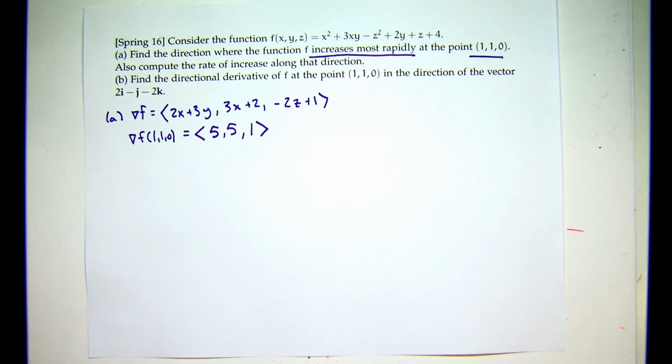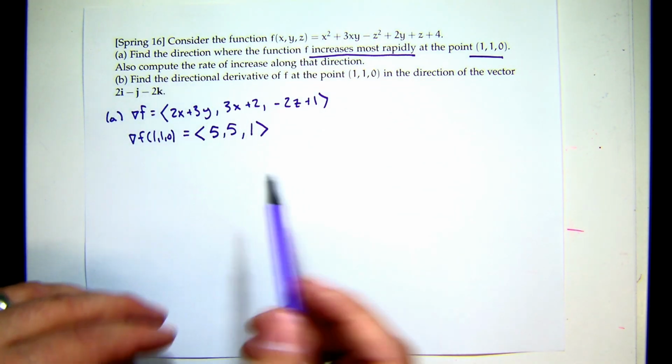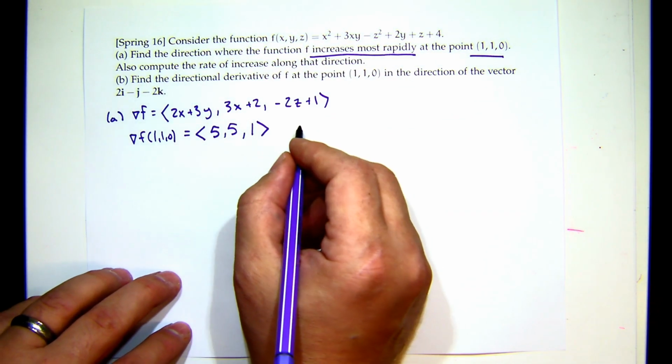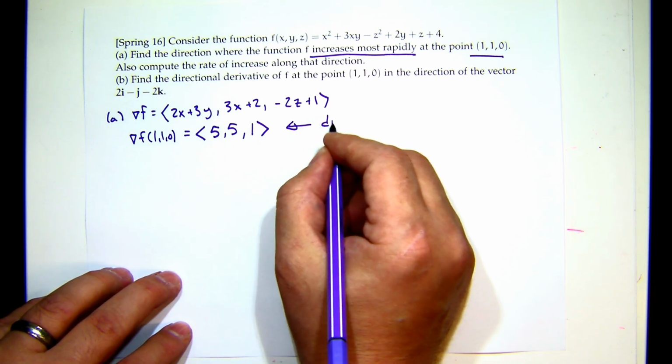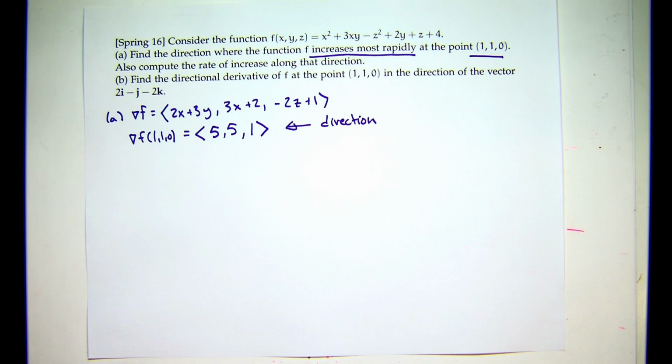All right. So that's the gradient. Now, what's the direction? Well, the direction, we could argue it's a vector. Okay, that's a direction. Now, they might have said unit vector, but here's my rule of thumb. If they didn't say unit vector, you don't have to put a unit vector. Okay, so that's the direction. What else do we need to do?